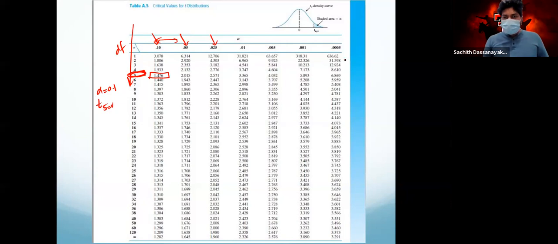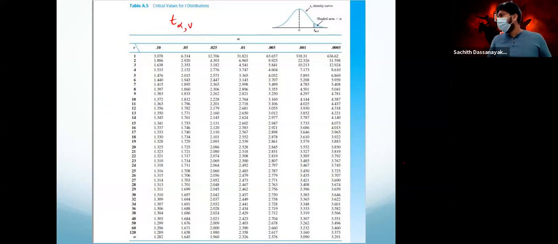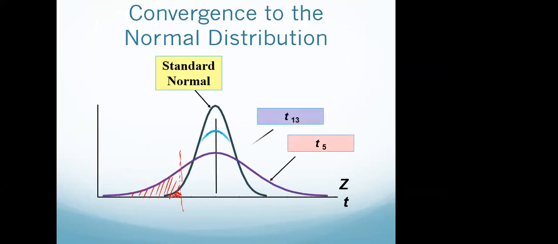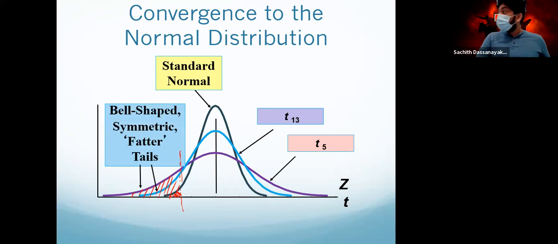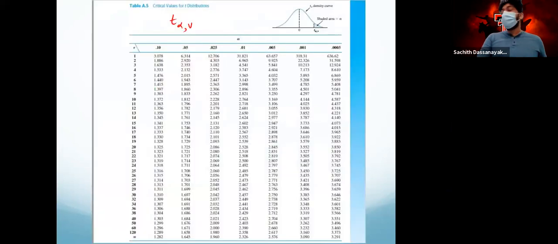I don't know whether you can see it or not, but they have mentioned it here. See, t alpha. If you need to find a t value, you need alpha and v, degree of freedom. You can denote it like this, doesn't matter. So v is the degree of freedom. You need that value to find the corresponding t value. These are t values.